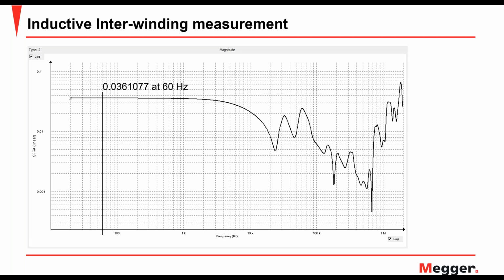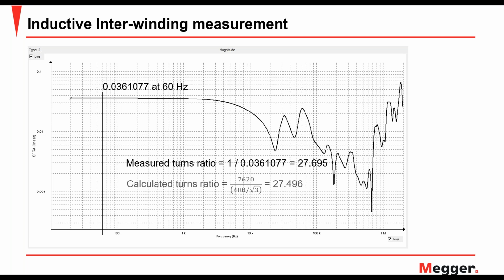Now, if we want to measure the turns ratio of this particular transformer, we need to find the reciprocal of the value that we measured at 60 Hertz. So in this case, the measured turns ratio would be 27.695. The calculated turns ratio based on the rated nameplate voltages on this transformer is 27.496.